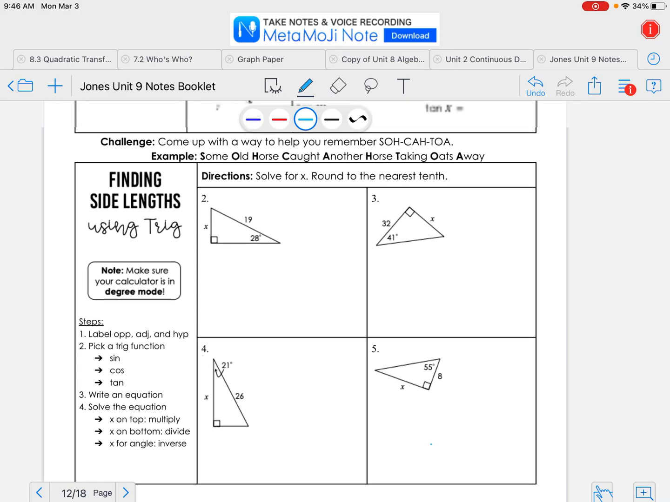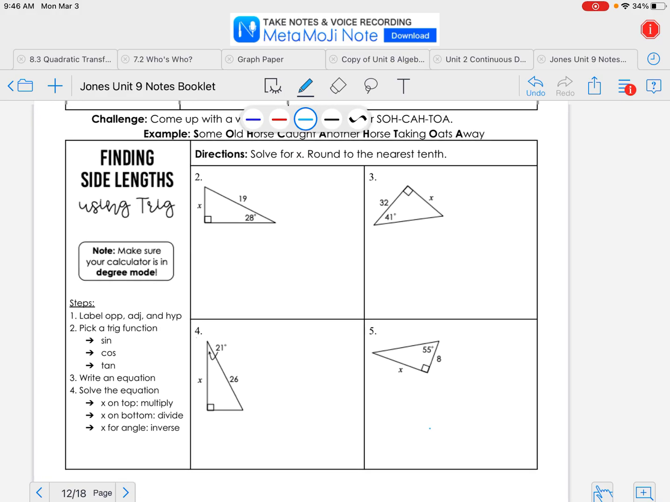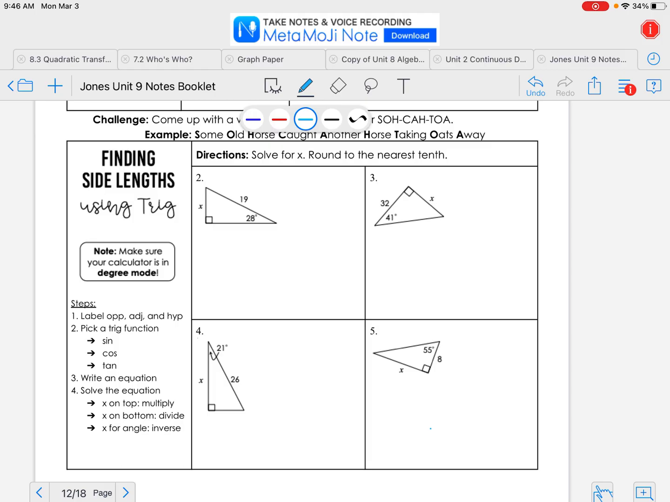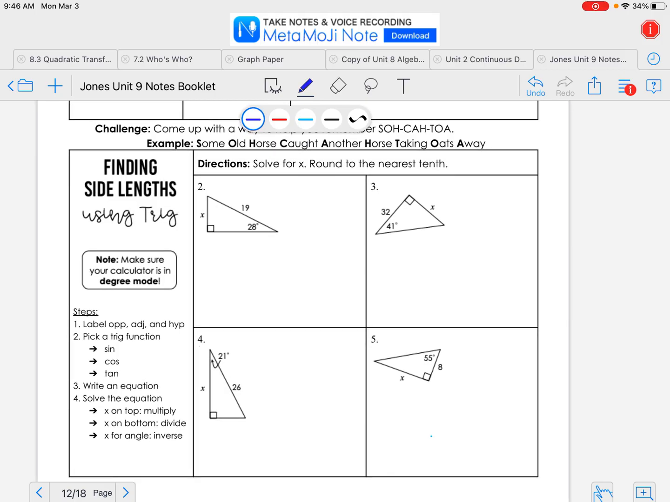We've learned to set up our trig ratios, and now we're going to use trig to solve for some missing sides. The very first thing you have to do is make sure your calculator's in degree mode. All you have to do is hit mode, change radians to degree, hit enter, and then go back to the home screen and it'll be in degree mode.